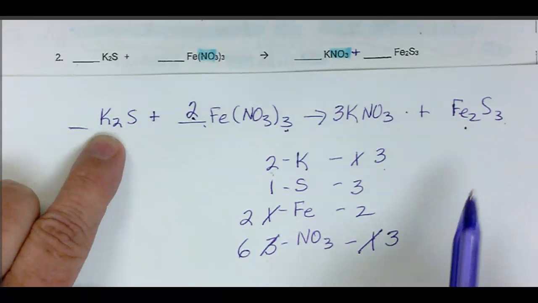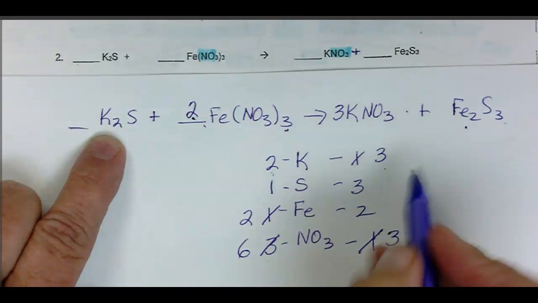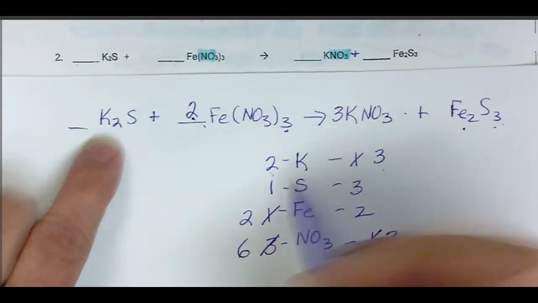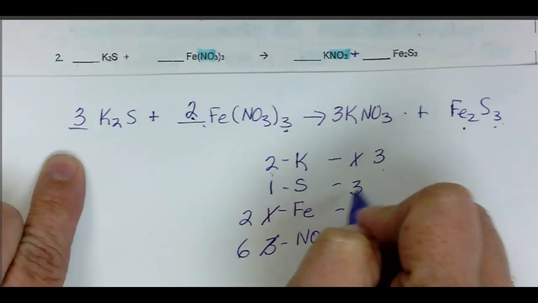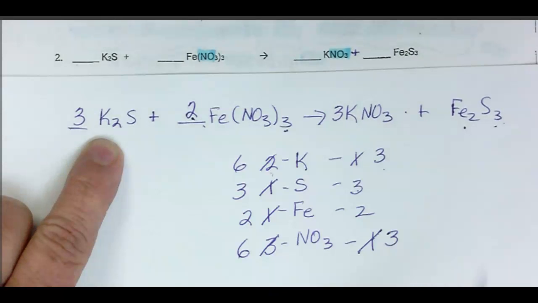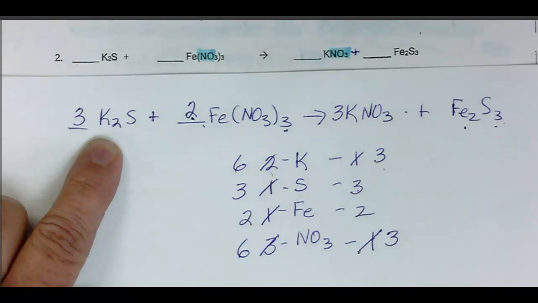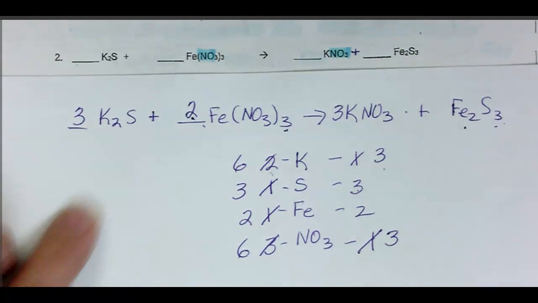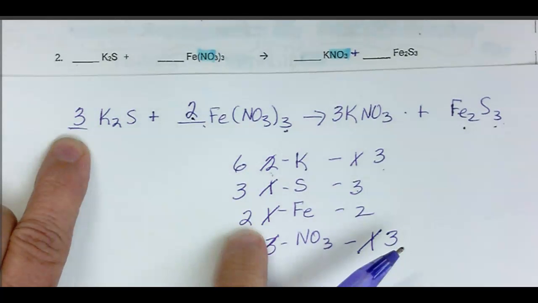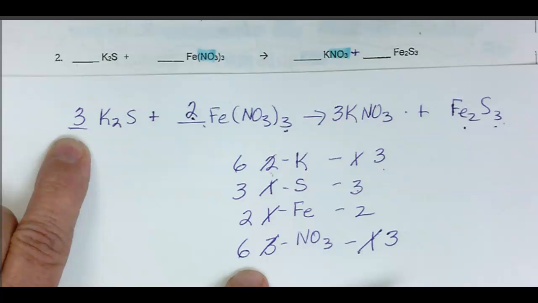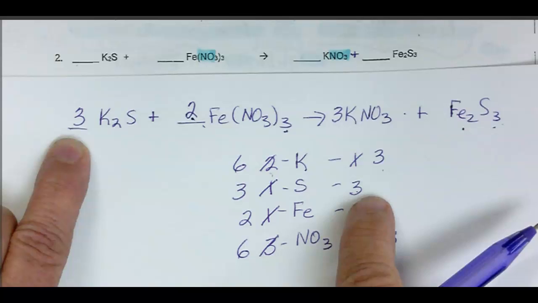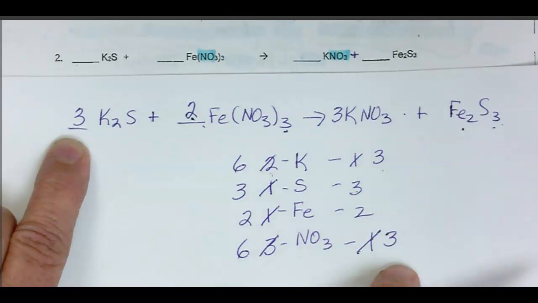So we're going to keep going. Let's just see what we want to do. I'm going to go ahead and go to sulfur here because I'm kind of messing things up. So I've got 3 sulfurs there. I need 3 here. So that gives me 3 sulfurs, but now I have 6 potassiums. Okay, so let's go look at what I've got here. So I have 6 potassiums, 3 sulfur, 2 iron, and 6 nitrogen, or nitrates. I have 3 potassium, 3 nitrates, 2 iron, 3 sulfur.